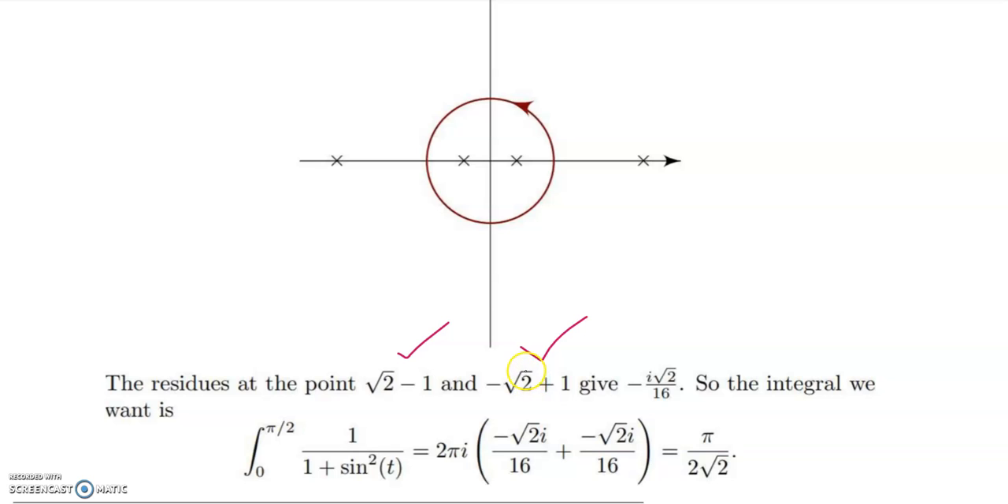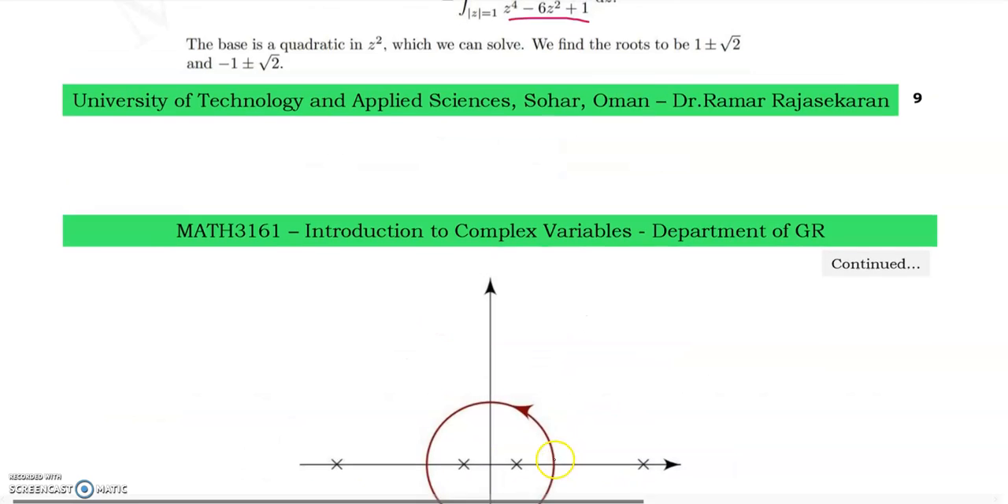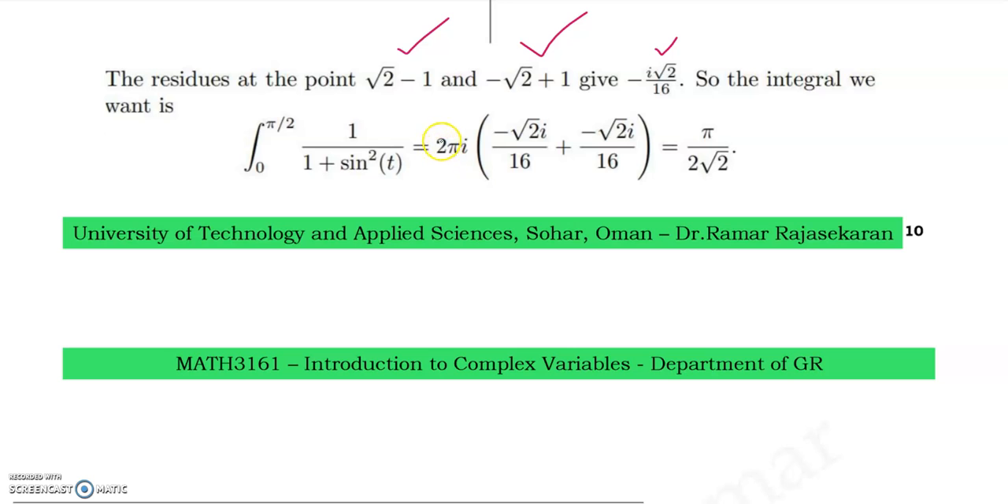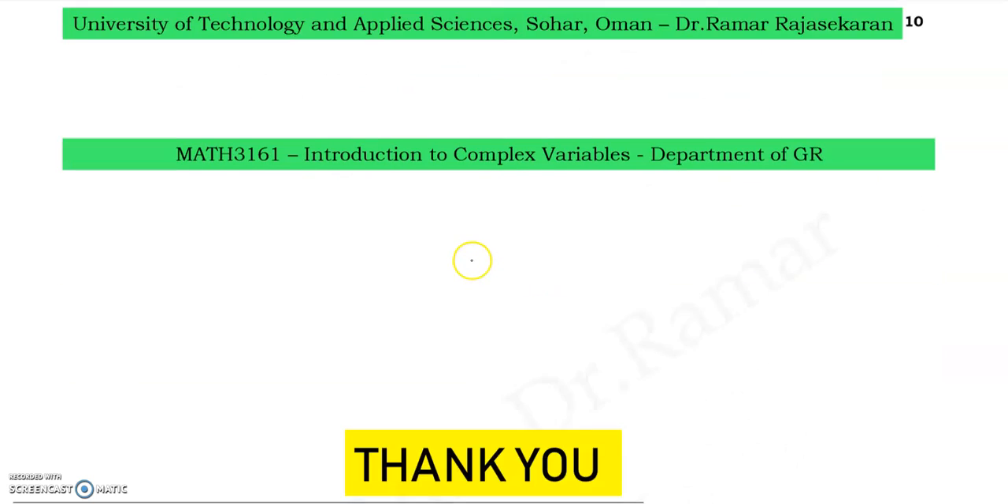Now after that, what you do is add the residues. If you find the residue for this one and for this one by using the rule, then you will get this. Fortunately, we are getting the same residue value. So you add these residues, then multiply with 2 pi i, and that is your answer. The given question is nothing but this integral, so you multiply 2 pi i times the sum of the residues, and that is your final answer. Okay, that's it. Thank you.